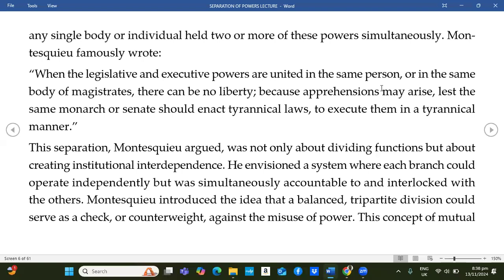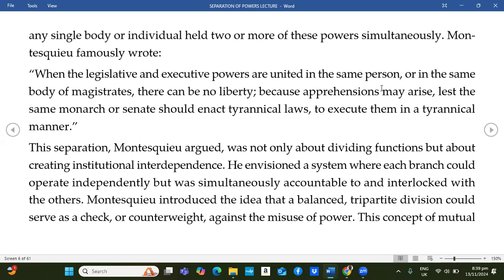So Montesquieu ultimately introduced the idea that a balanced tripartite division could serve as a check or counterweight against the misuse of power. So the tripartite here simply refers to the three functions: the legislative, the executive, the judiciary. And we say that, yes, if you have these three functions and also have them vested in different institutions, they would enable a function or organ that may have the tendency or the disposition to abuse or misuse its power against the liberty of the individual to be checked by the other. So that is the point that he was talking about.